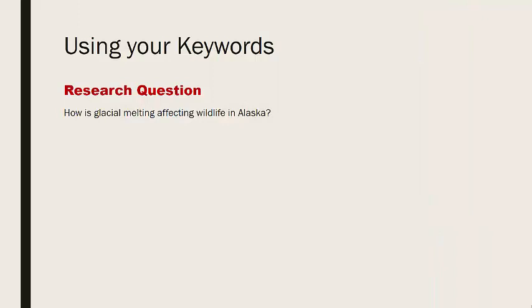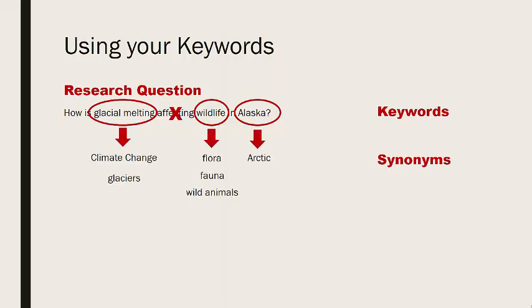Remember our research question from previous tutorials, how is glacial melting affecting wildlife in Alaska? You already started this process when looking for background information. Remember, you need to get keywords from your research question to start to search. Avoid fluff words like effect and impact as keywords. You might also start to think of synonyms for your keywords, as that will help you to keep searching if your original keywords don't bring up any results.